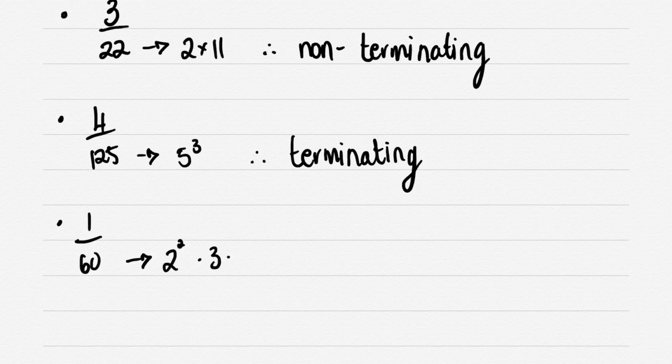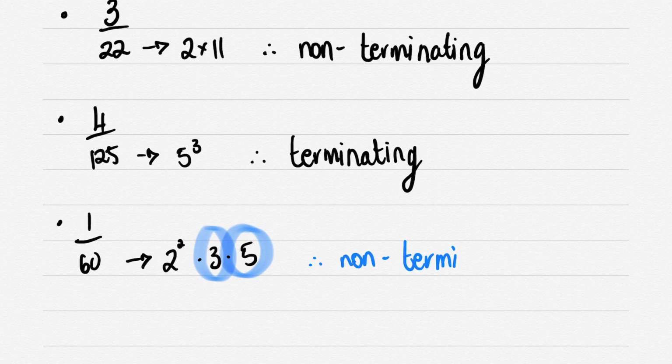Alright, next we have 1 over 60. The prime factors are 2 squared times 3 times 5. Unfortunately, there's a 3, which is a prime factor, and therefore it's non-terminating because it's not a 2 or a 5. There we go. See how simple this rule is.